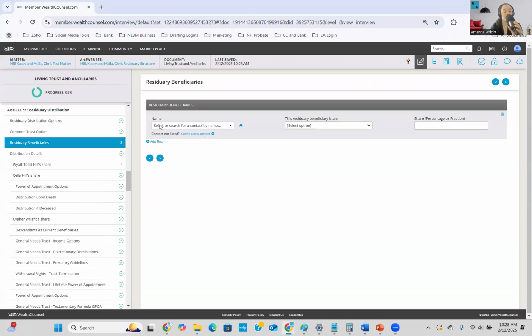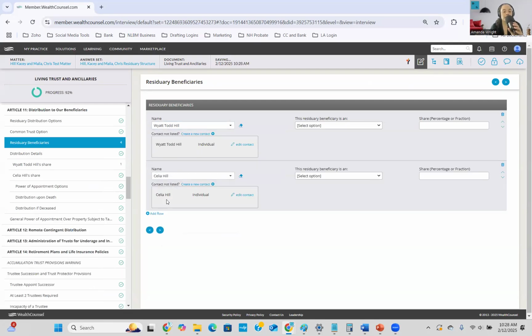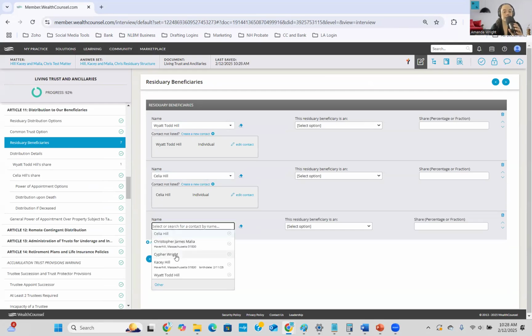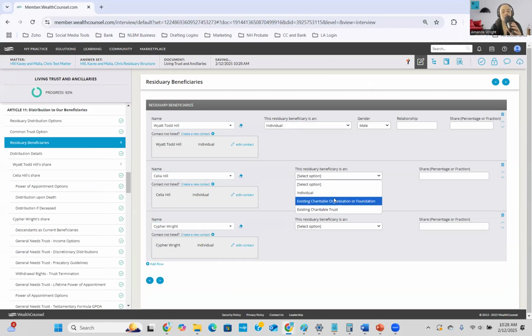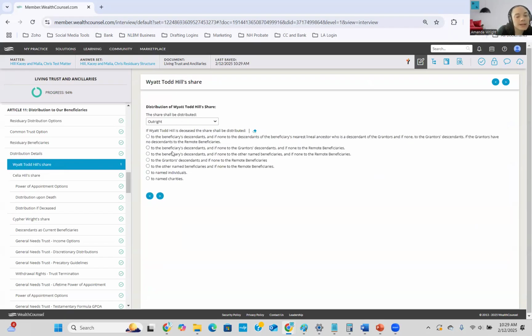Way to do that. So now we're going to list the beneficiaries here: Wyatt Todd, Celia, and Cypher. And we're going to give that they're individuals. For some reason, this thing is not intelligent enough to know their relationship, even though we already put it in. Son, daughter, oops, daughter, and now we're going to put in the percentages. So we're going to give 1/2 to Wyatt, and we're going to make this uneven, 1/4 divided between Celia and Cypher. Let's make Wyatt Todd's share outright.